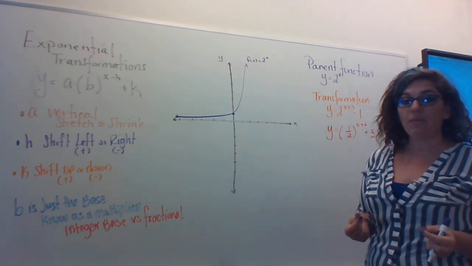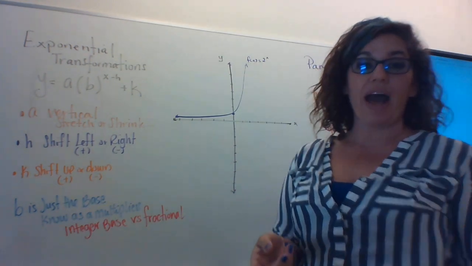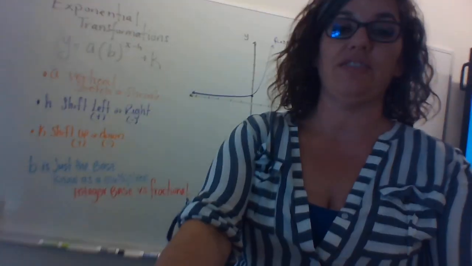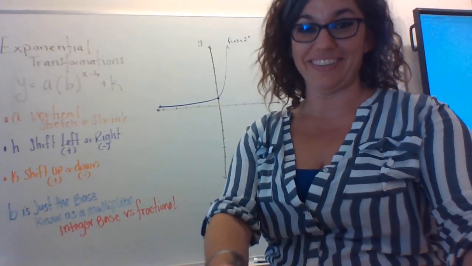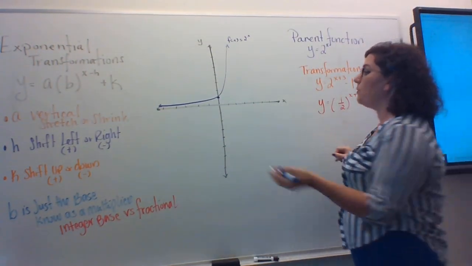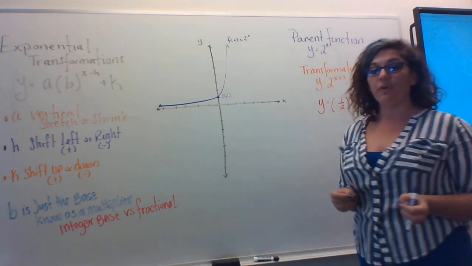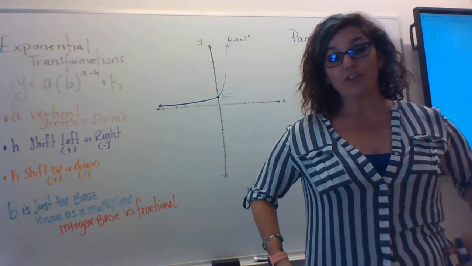Now, the reason I want to have this graph is so I can use a known point on the graph to do all of my transformations. Sorry, I'm trying to get a better angle. So the known point we're going to use is this 0, 1. That is the known point, especially since the instructions say, please don't use a t-chart.